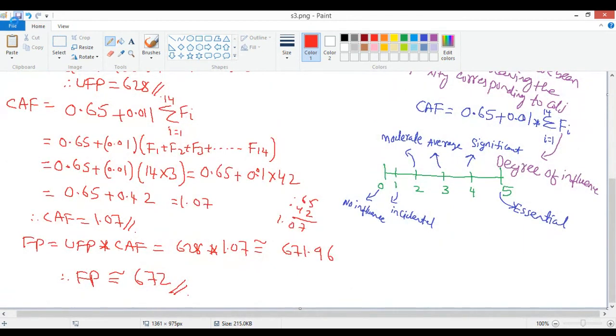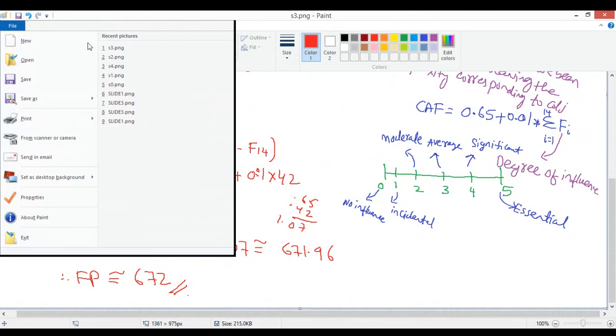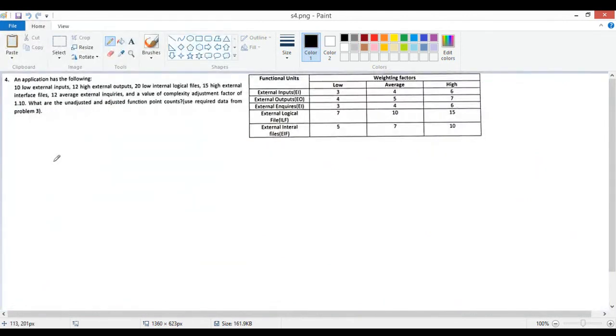So let's go for problem 4. Now it will be very easy to solve. See, an application has the following: 10 low external inputs, 12 high external outputs, 20 low internal logical files, 15 high external interface files, 12 average external inquiries, and a value of complexity adjustment factor of 1.10.